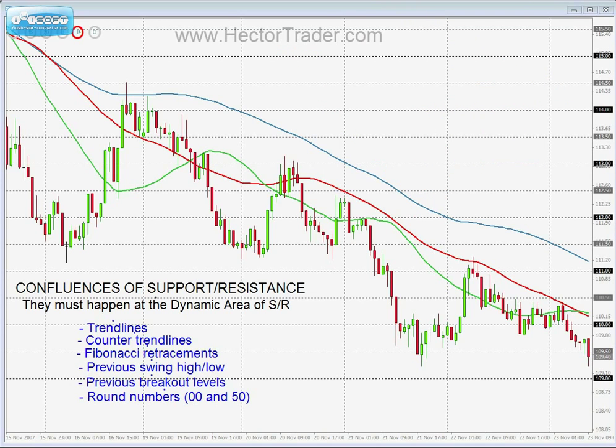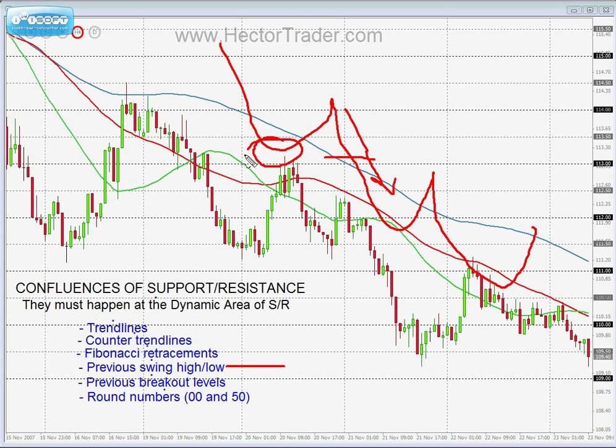Alright, the next one is the previous swing high and low. Basically, if we have a downtrend, as in this case, the previous swing low, once breached, is the concept of former support now working as resistance as price retraces back. So if this level worked as support, once breached, it should, or might, work as resistance. The opposite holds true in an uptrend.